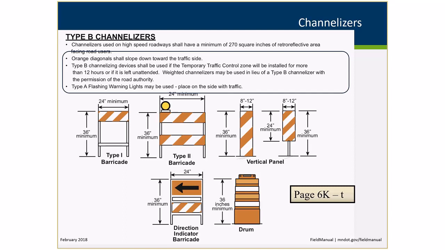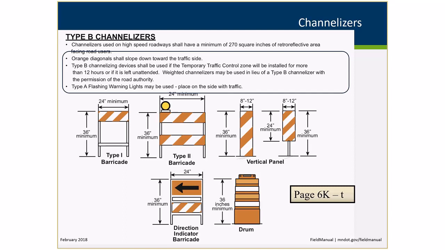It's been a well-known standard, we feel, but new people didn't know about this: when you put out barricades and vertical panels, things like that, the orange diagonals slope down toward the traffic side. And oftentimes we'll see barricades out there that are facing the wrong direction. So we just wanted to make it clear in the field manual how you need to place the devices for that.